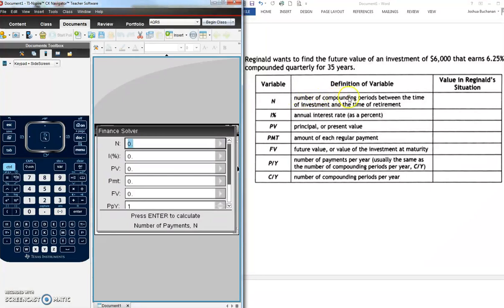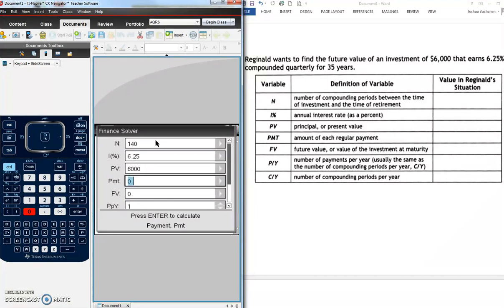N is the number of compound periods between the time of investment and the time of retirement. So that is 35 years, and each year there is 4 periods. So that means we need to take 35 times 4. That is the compound periods times the time of 35 years. The interest, we need to put that interest into our calculator as a percentage. Well, it's given to us at 6.25%. The present value says how much do we start with? Well, it says we invest $6,000. So that's how much we invest.